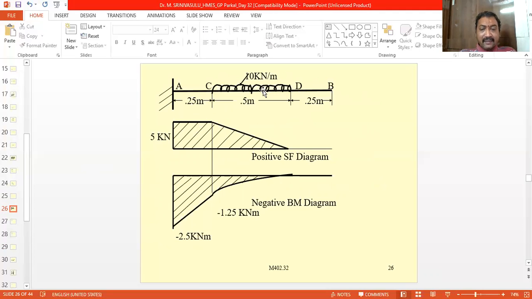Now we have to find out the SF and BM. We'll draw the shear force and bending moment diagrams. For this, we have to find the shear forces and bending moments. First, we draw vertical lines from the fixed end, from the free end, and from the salient points, the point C and the point D also. Now this is the zero line for the shear force, and this is the zero line for the bending moment.